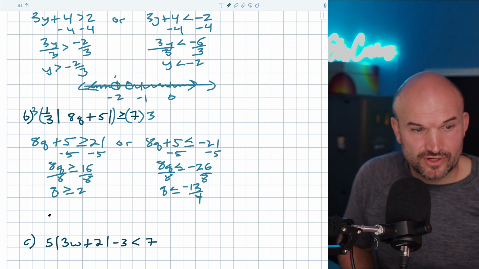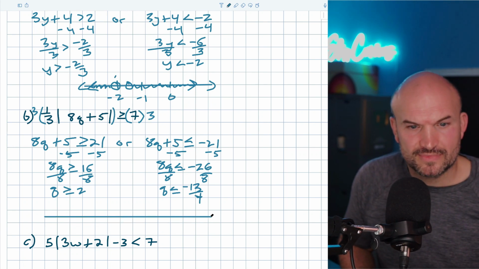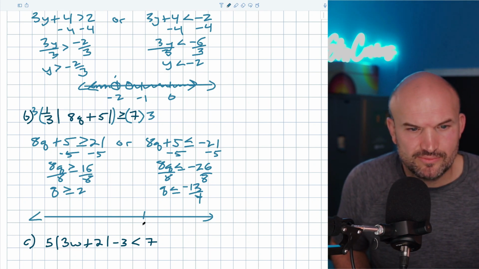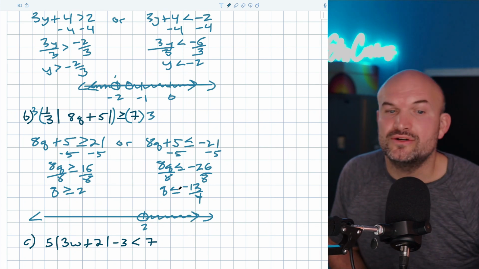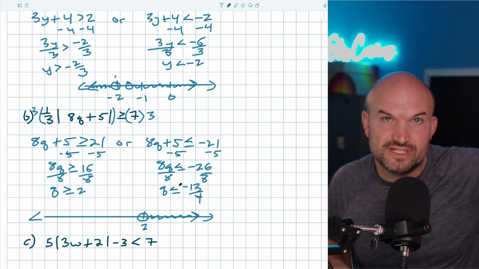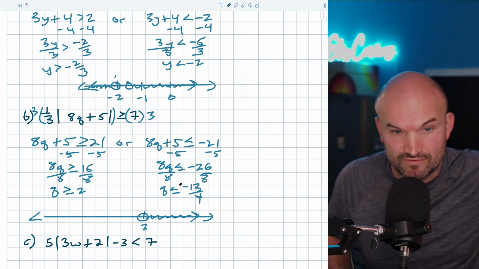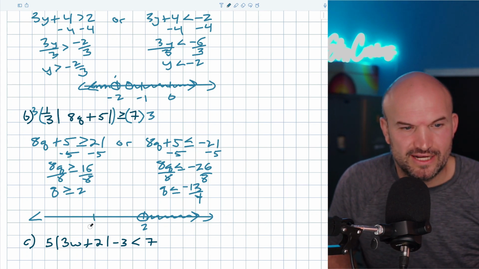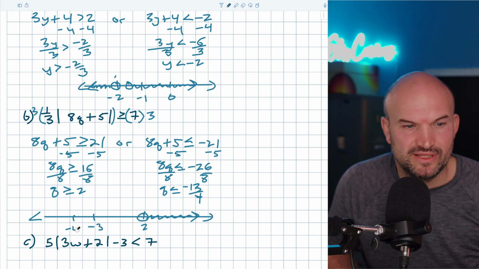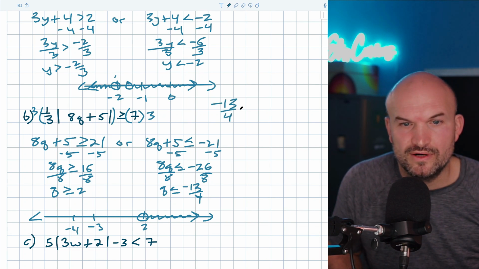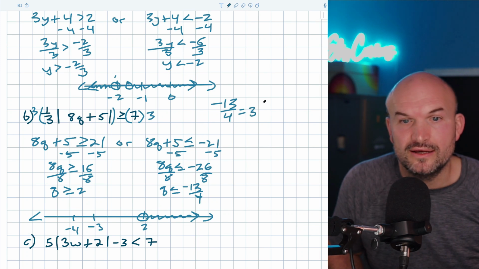Okay, so now let's go ahead and graph this again. So I have Q is greater than or equal to 2. So let's put a 2 here. And then Q is less than or equal to negative 13 over 4. Negative 13 over 4, remember how many times is 4 going into 13? Well, there'd be 3, right? Because that's 12, and then it'd be 1/4, right? So we could do like, I don't know, negative 3, negative 4. It'd be like 3 and 1/4, right? So negative 13 over 4 is the same thing as negative 3 and 1/4.